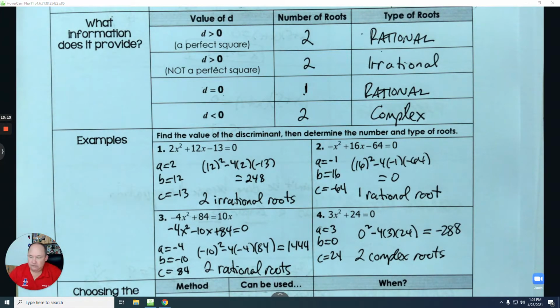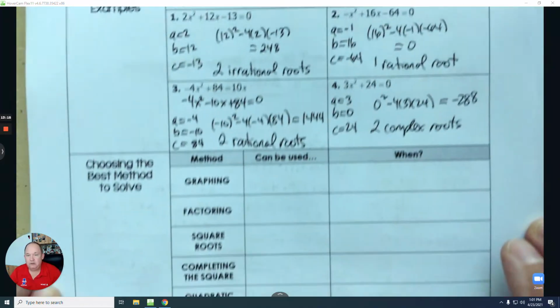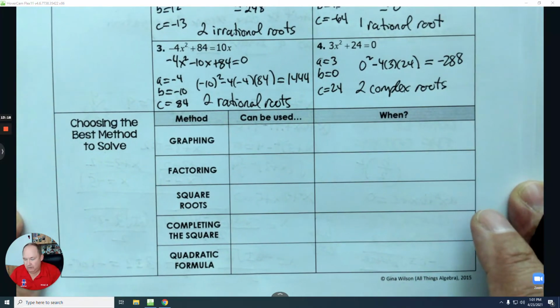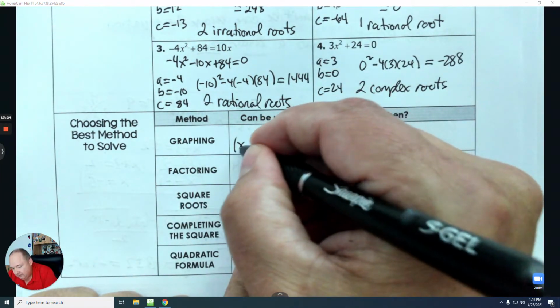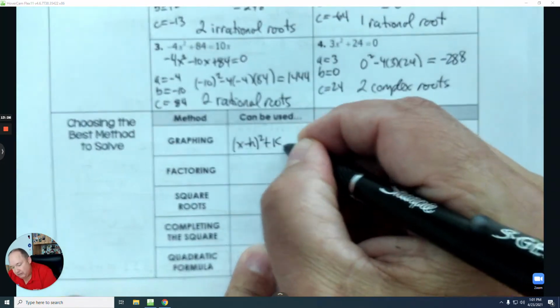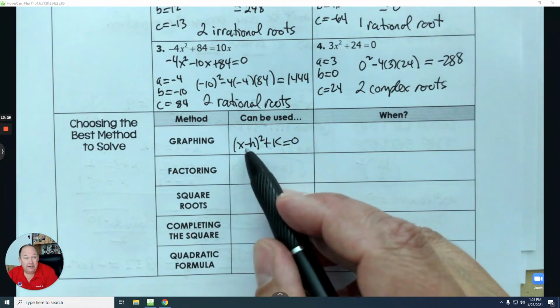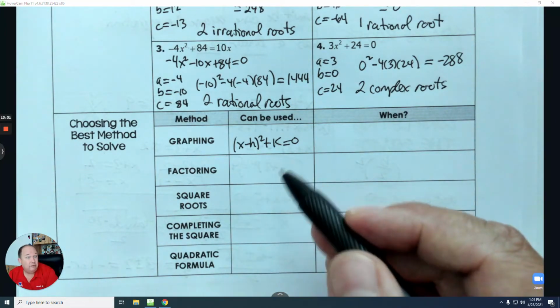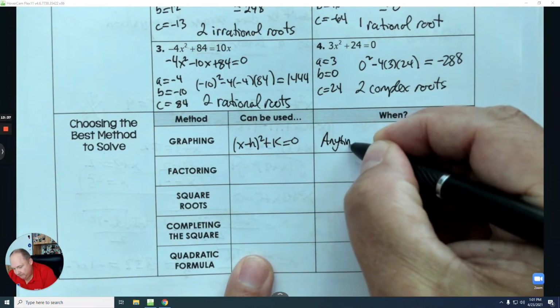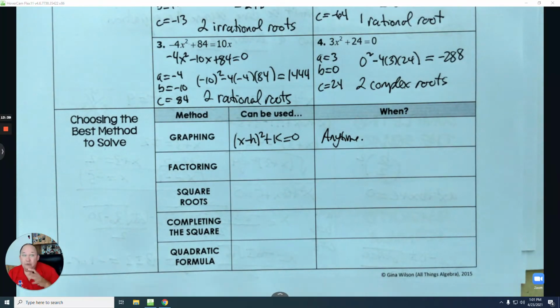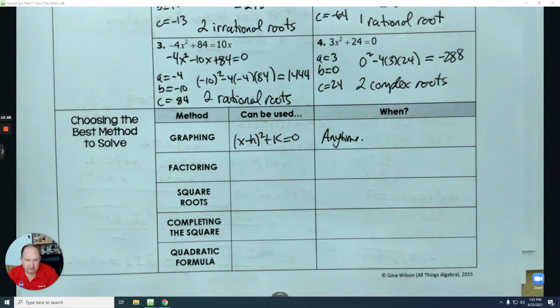So we have 5 methods to solve a quadratic. And then a good question is, when should you use each one, right? So we have a graphing method. Honestly, the equation should likely be in a form where it's easy to graph. So this is called vertex form or HK form, where the vertex is HK. You can use graphing anytime to solve. If the parabola does not cross the x-axis, that means the solutions are complex. But then to find the complex, you'd have to use the quadratic formula.